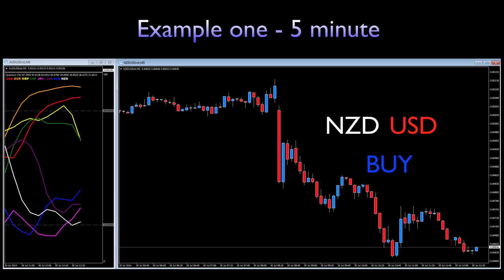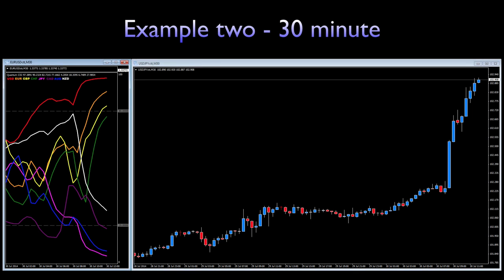Now let's look at a longer term time frame, and we've now moved to a 30-minute example. But as you'll see, the principles are exactly the same. Whatever time frame you're looking at, the same principles apply. Once again, if we start with the indicator itself on the left-hand side, here we can see that the red line, the US dollar, is deeply overbought. It's almost up to the top of the indicator itself, and it's been there for some time.